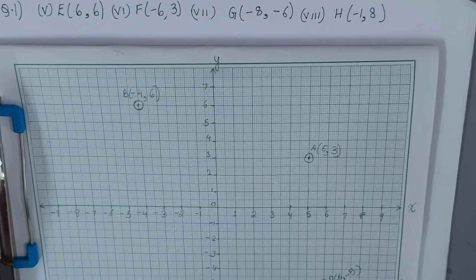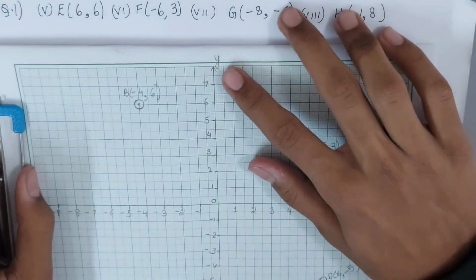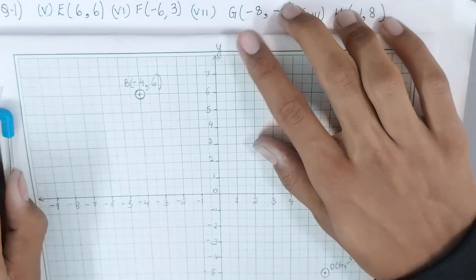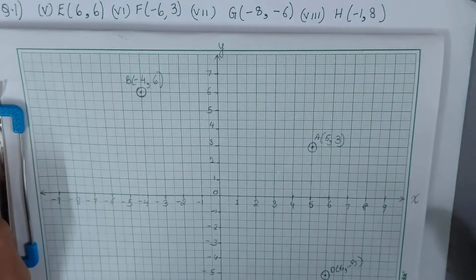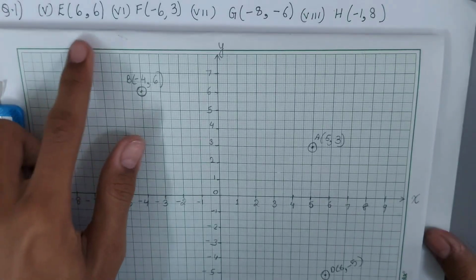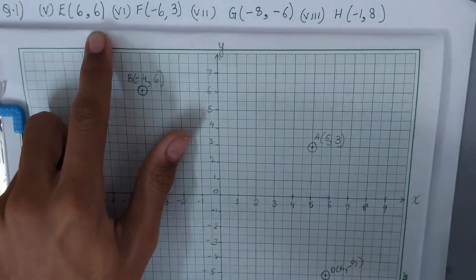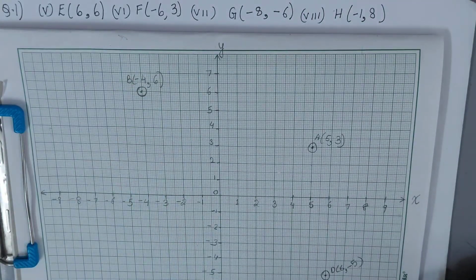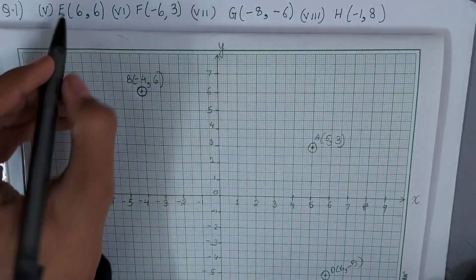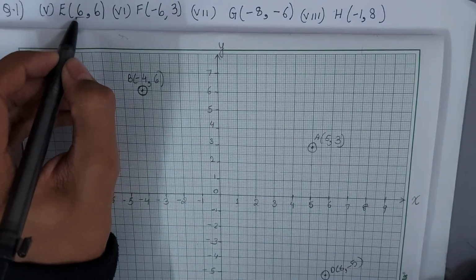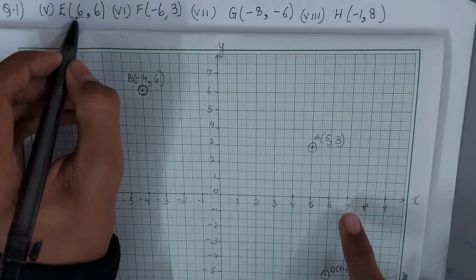We have the 5th part and we have to plot the point E on the graph. This is 6 comma 6, as you can see here. So 6 comma 6 will be where? First of all, the first number will represent what? X-axis. So look for 6 on the x-axis.